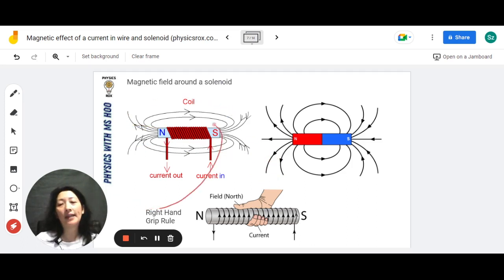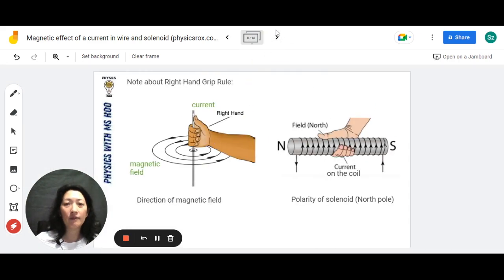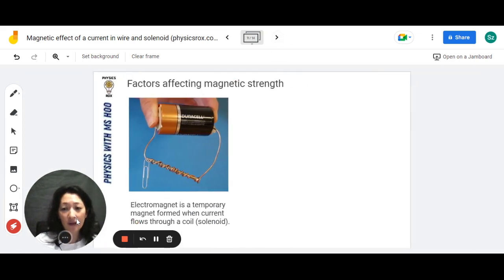So a solenoid is an electromagnet because the magnetism is caused by electricity. Permanent magnets, you don't need the electric current, you just have the magnet bar, boom, and that's the magnet. So that's why I've got the definition written here, which you should know. An electromagnet is a temporary magnet formed when current flows through a coil. So if you switch on the current, then the magnetism is formed. But if you switch off the current, it loses its magnetism. So it's a temporary magnet.